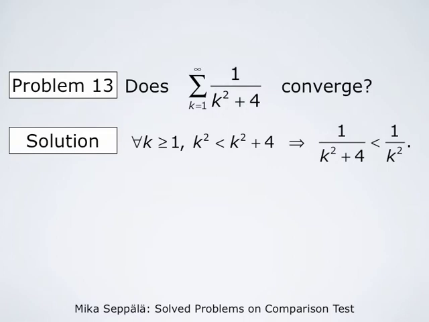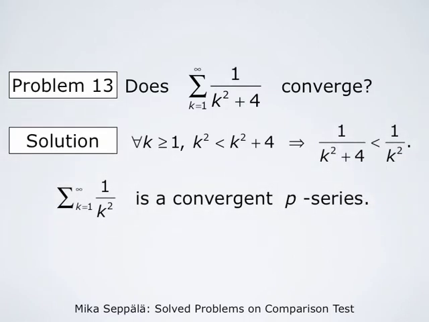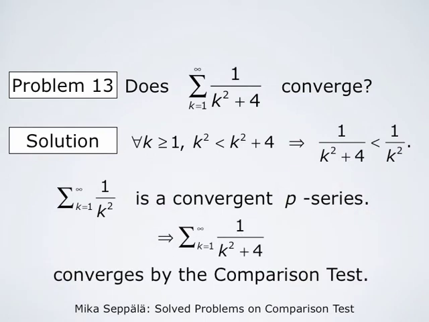And now the terms 1 divided by k squared form a convergent p-series, p equals 2. And therefore by the comparison test also the series summation k from 1 to infinity of 1 over (k squared plus 4) converges.